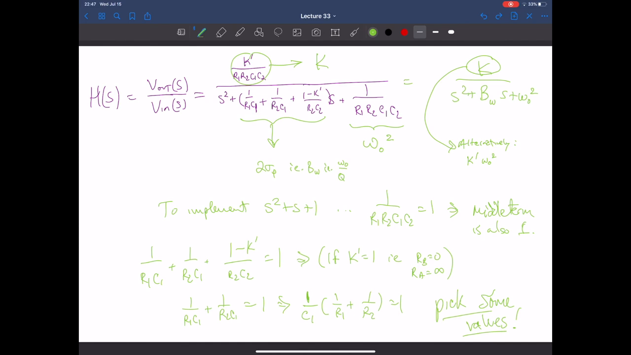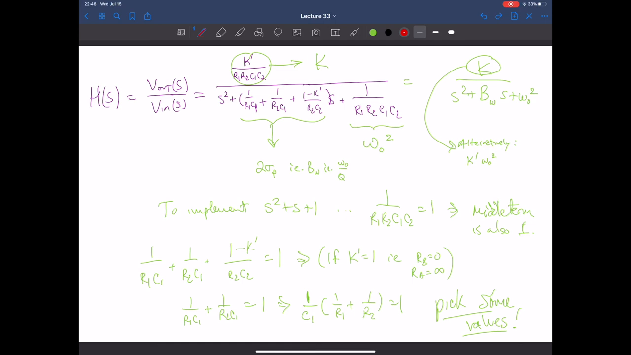So here I have just a bunch of blocks, and we're playing the matchy-matchy game again. I hate playing the matchy-matchy game, but in this instance, it really works out nicely because the letters work out nicely for us, i.e. the algebra works out really nicely for us, okay? So as it turns out, 1 over R1, R2, C1, C2 gives us our omega squared term right here. And similarly, we can label overall K as this K prime over all that stuff, okay? So effectively, we can label this as K prime omega squared, right? So that's pretty convenient.